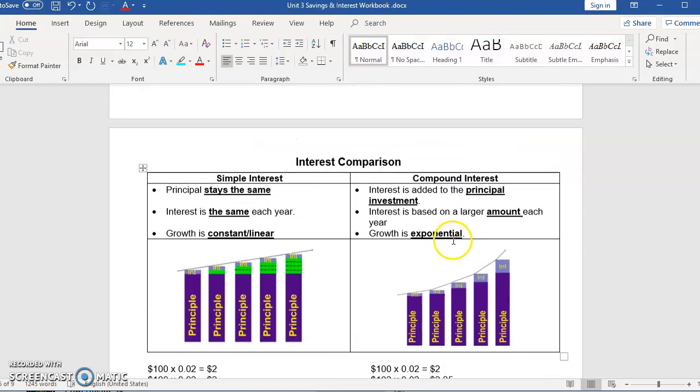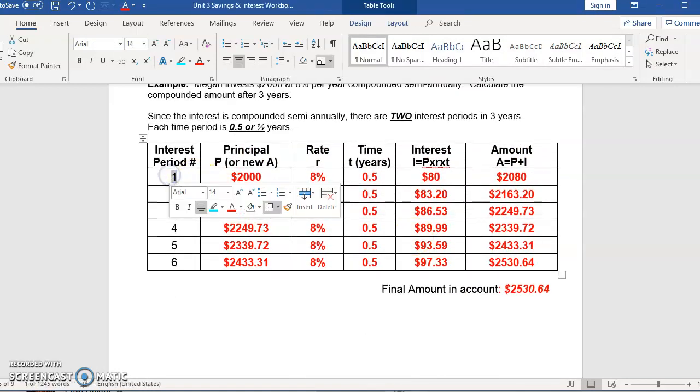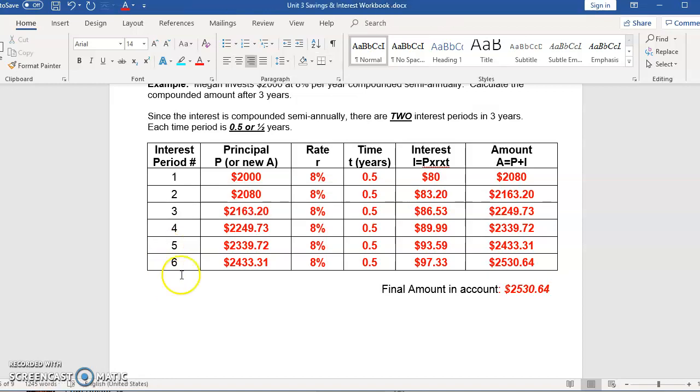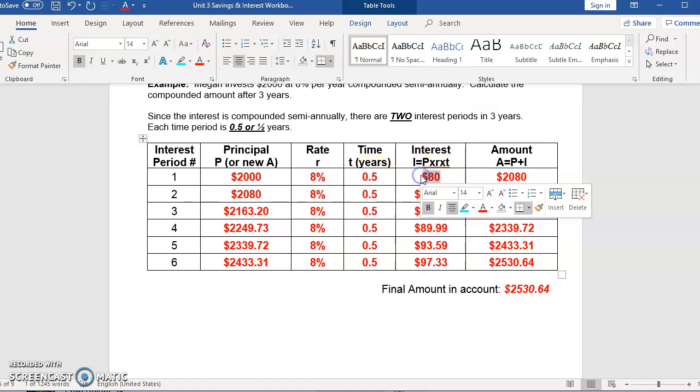So let's look at an example of how we would do that. So right here, interest period 1, 2, 3, 4, 5, 6. So I put $2,000 in my account originally at 8% interest, and I collect my interest every half a year. So if I go 2,000 times 0.08 times 0.5, I will get $80. I made $80 interest in that first half year I invested my money. So total, I'll have $2,080 in my account, right? The original investment plus what I made in interest.